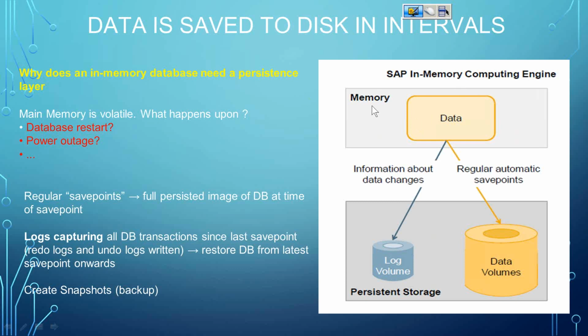In memory, we have the data in a table, and any commit which is done is first saved in your log volume. This is persistent storage. Persistence is permanent storage, that is your hard disk or solid state disk. And at regular savepoints, at regular intervals, the default is 5 minutes, so every 5 minutes the data will be put into your system there.